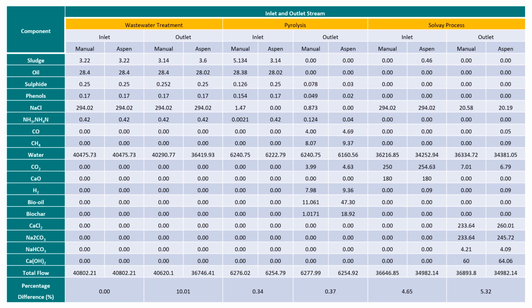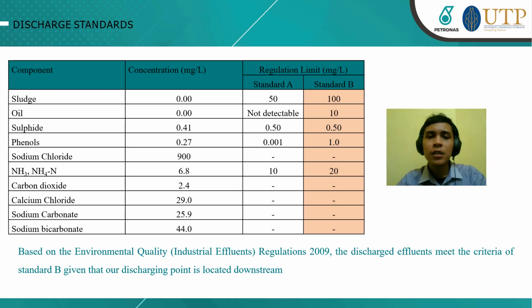The difference between manual calculation and simulation results can be attributed to the property models that is used in the simulation software. The final treated wastewater also meets the discharge standard based on the Environmental Quality Industrial Effluents Regulation 2009. For this project, standard B is used as reference since the discharge point is assumed to be located downstream. I will pass the time now to the next presenter, Teresaline, to explain the economic potential.